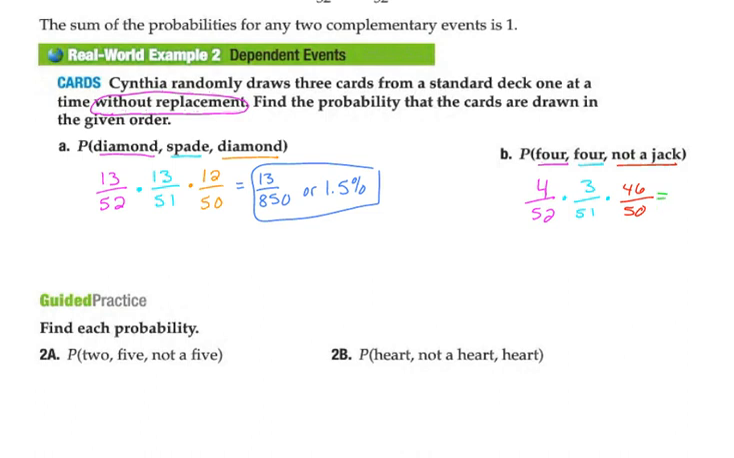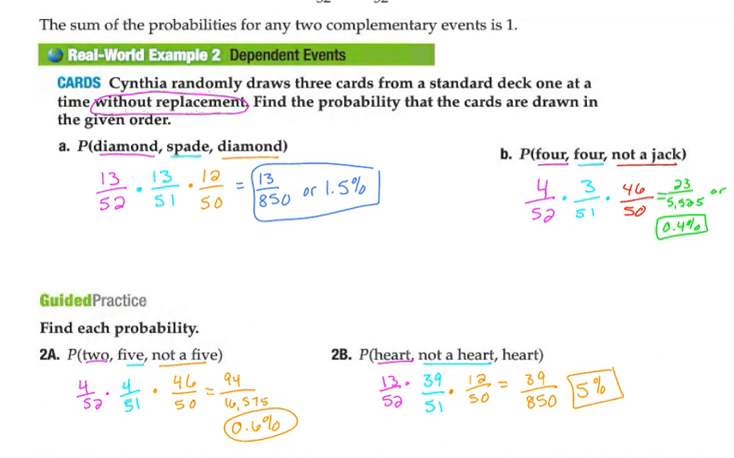Probabilities on this are pretty crazy. We're at about 23 over 5,525, or that's about a 0.4% chance that this is going to happen. Okay, so these are dependent events, because it's going to happen without replacement. All right, go ahead and try guided practice 2.